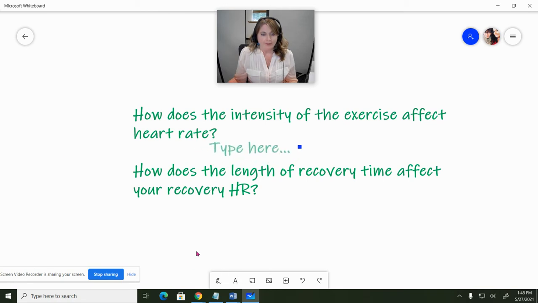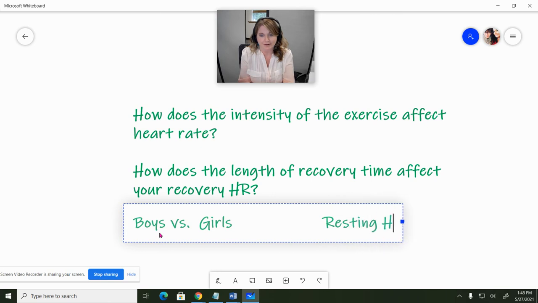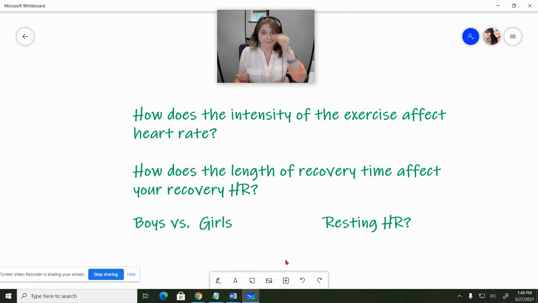Another one that I came up with is boys versus girls. Maybe you have a brother or a sister, and they would be willing to help you with this experiment. So, boys versus girls, is there a difference in the resting heart rate? Your independent variable would be gender or sex, if you will, boys versus girls. And the dependent variable would be resting heart rate.